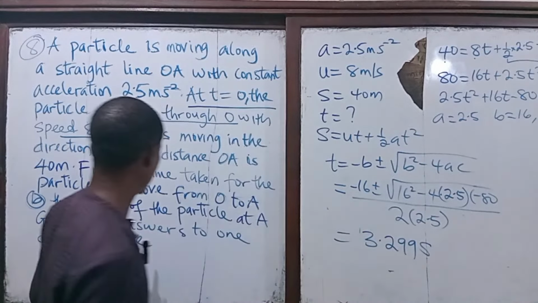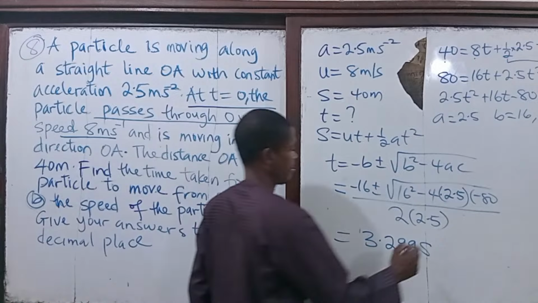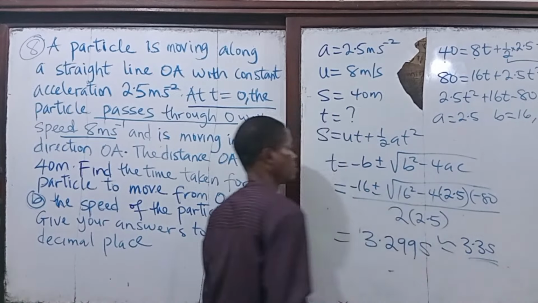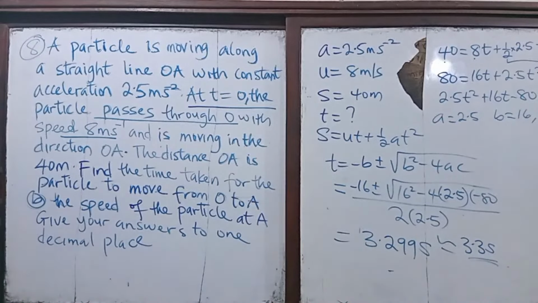Okay, and we are told to make it 1 decimal place, so approximately 3.3 seconds. Okay, so that's that on that question. So let's quickly see the B part: the speed of the particle at A.